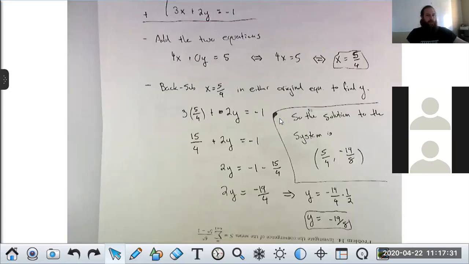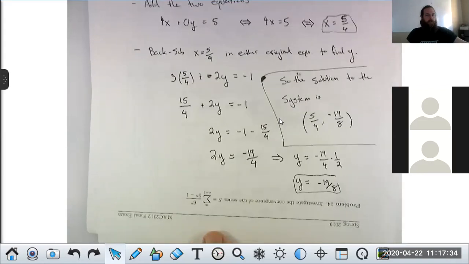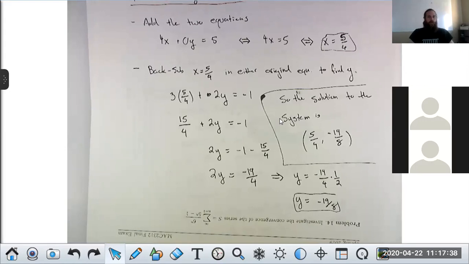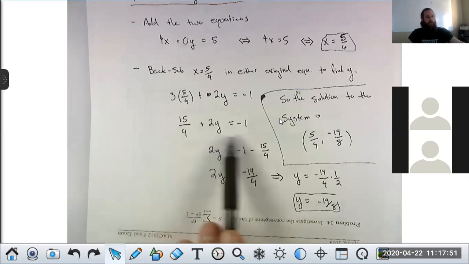Then I take that x value, and I back substitute it into either of the original equations to find the y value. So I'm just plugging x equals 5/4 back into either of the original equations. I chose the second one to find y. And from there, it's just a very simple linear equation that I can solve for y.